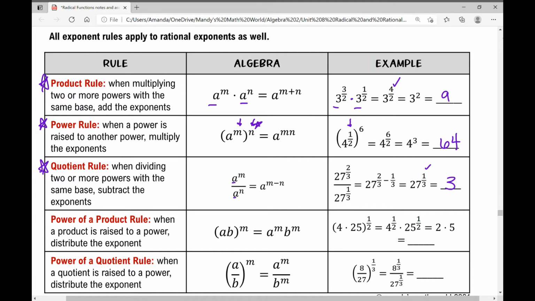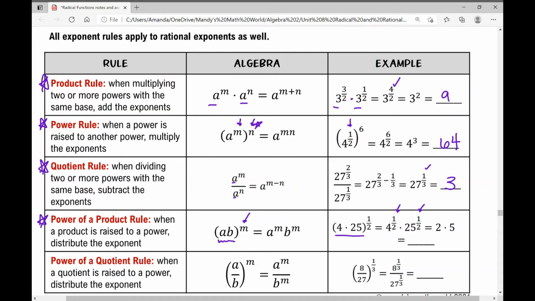Let's move on to the power of a product rule. So when a product is raised to a power, you can distribute the exponent. So I've got some multiplication going on inside of my parentheses, and I've got an exponent outside of the parentheses. So in our example right here, 4 times 25 raised to the power of 1/2, I can absolutely do 4 times 25 first, and then raise that to the power of 1/2, which is just finding the square root of 100. But what this rule tells you is that I can take that 1/2 and distribute it to every term on the inside. So 4 to the power of 1/2 times 25 to the power of 1/2.